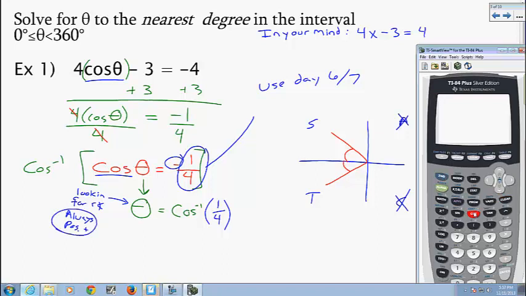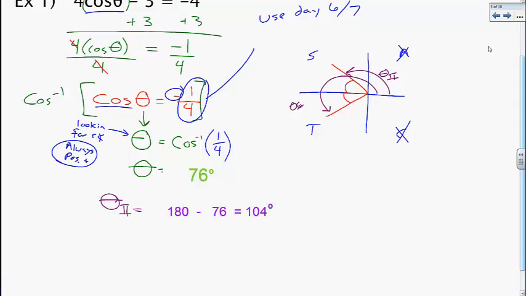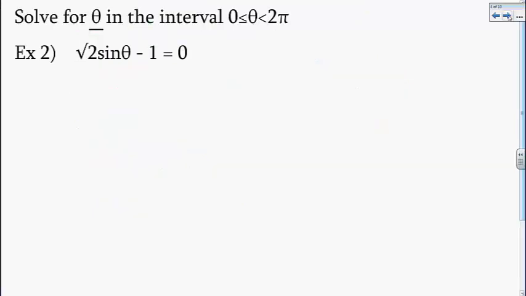If I plug this statement into my calculator, I get a decimal value which I round to the nearest degree, 76 degrees. This is the value of my reference angle, which I can now use to find my angles in quadrant 2 and 3. These angles will be values of theta that satisfy the original equation on the given interval. Using my quadrant operations, I find the value of theta in 2 to be 104 degrees and the value of theta in 3 to be 256 degrees.